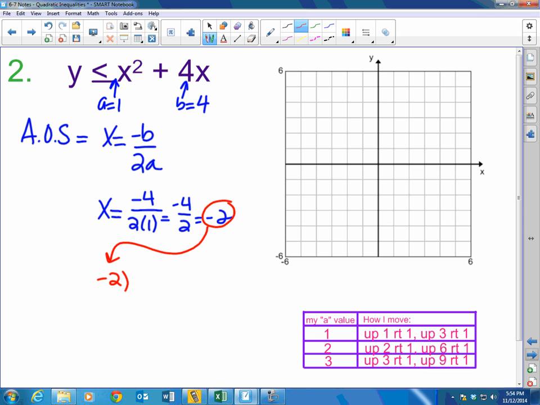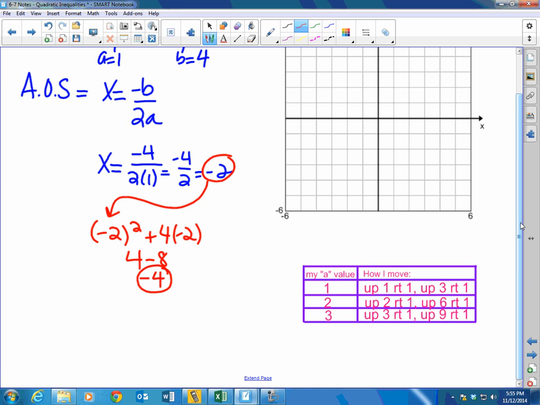So I will have negative 2 squared plus 4 times negative 2. Negative 2 squared is 4. 4 times negative 2 is negative 8. And so I get negative 4. Okay. Those two things that are circled are the coordinates for your vertex. So that means that my vertex is negative 2, negative 4. And I'm going to go ahead and plot that. So negative 2, negative 4 goes right here.